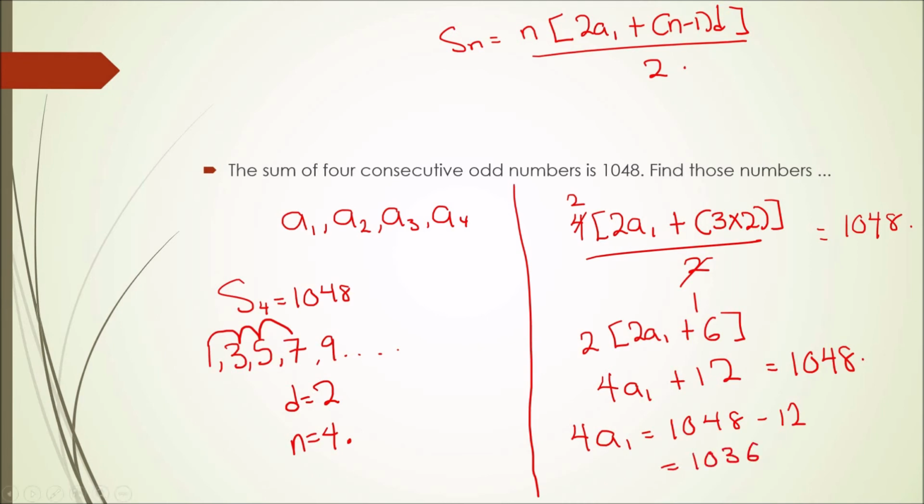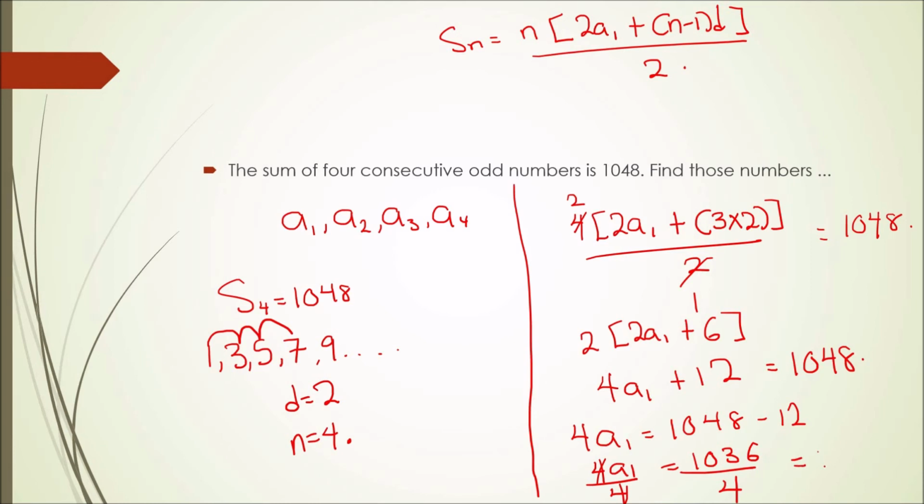Sorry, before we divide, let me just put it here. Now divide both sides by 4. Now what's 1036 divided by 4? 1036 divided by 4 should give us 259.